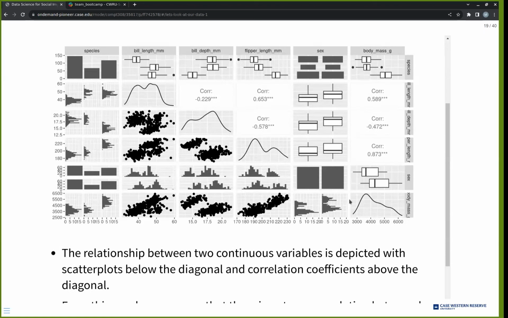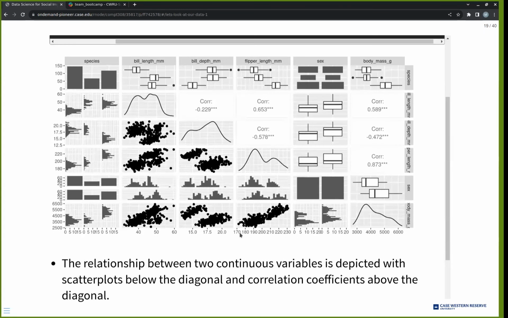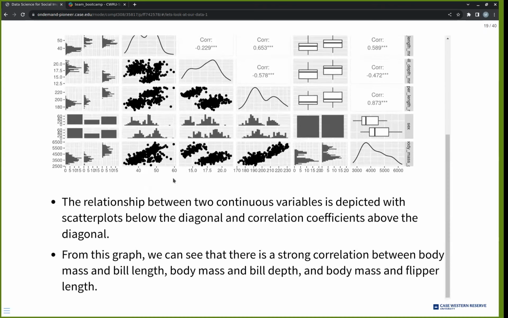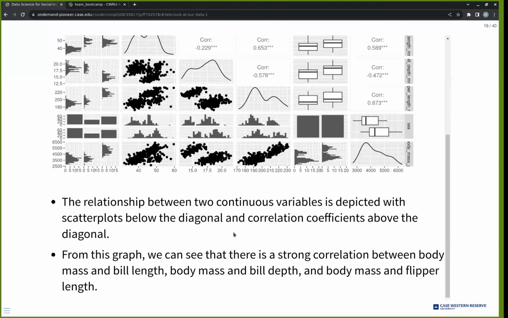So the relationship between two continuous variables is depicted with scatter plots below the diagonal. For the continuous variables, this is the diagonal, and the lower half below the diagonal shows the scatter plots of the relationship between the two variables. And above the diagonal shows correlation values. We can see that there is a strong correlation between body mass and bill length, body mass and bill depth, body mass and flipper length. So from this, we can get a sense that these three variables would be the most important in predicting the body mass of a penguin.